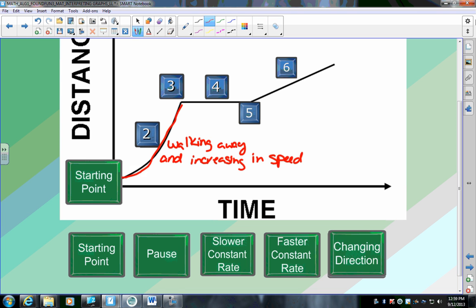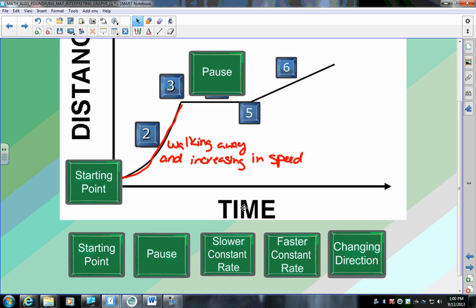Now my next problem is that out of these answer choices on part 3, I'm not changing directions. What am I doing in 4? I paused. On 4, I just paused. So if I'm increasing in speed, going faster, what do I have to do before I pause? Slow down. So right here in 3, it needs to say slowing down. Okay, so we're increasing in speed, walking away, we slow down, and we pause.